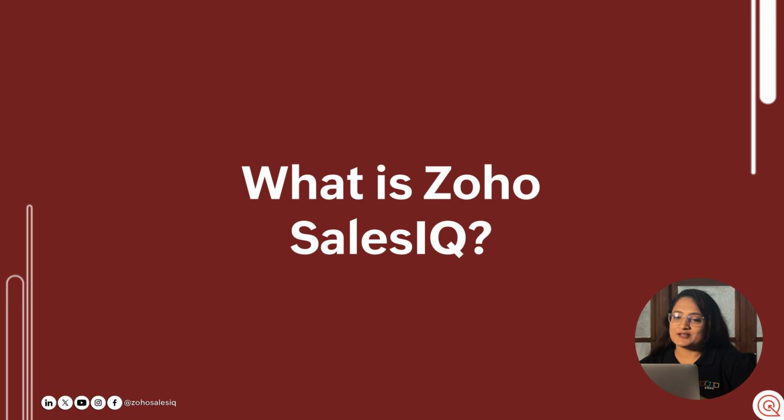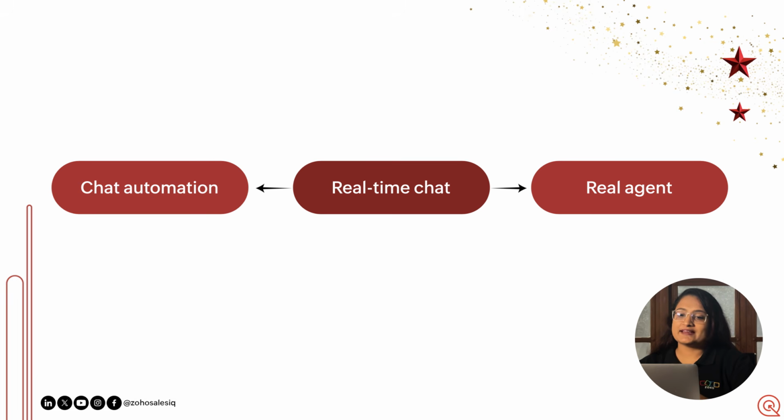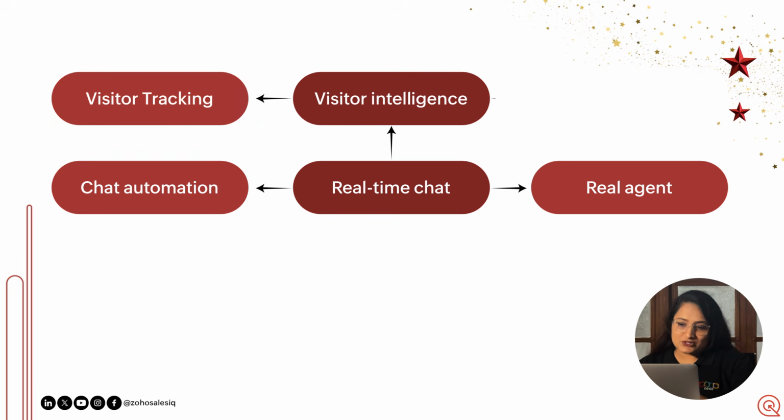So, what is SalesIQ? At its core, Zoho SalesIQ is a live chat and chatbot platform built to help you engage with prospects in real time and automate these conversations. But that's just the beginning. With SalesIQ, you don't have to wait for prospects to message you. Our visitor live chat dashboard actively shows you who's visiting your website, what they are looking for, and how engaged they are. This gives you the context to say something like, hey, do you need help comparing plans?